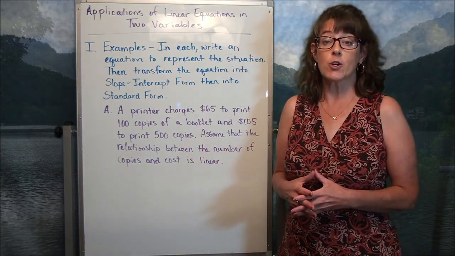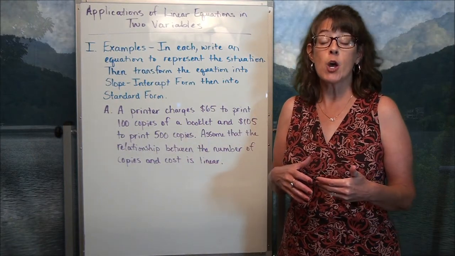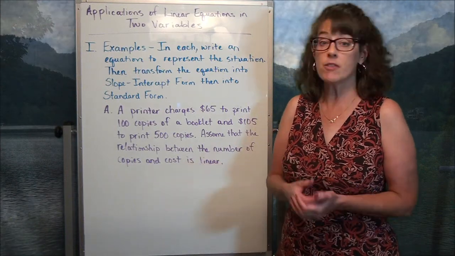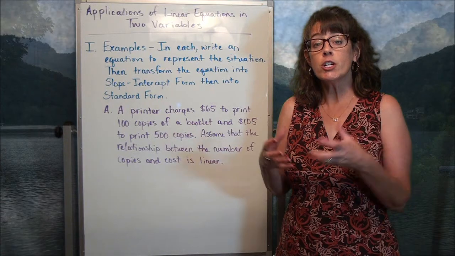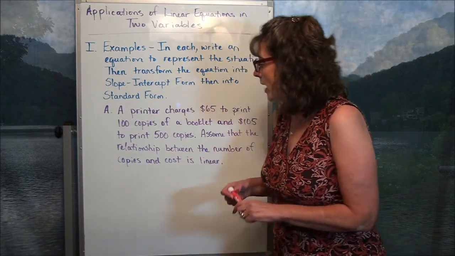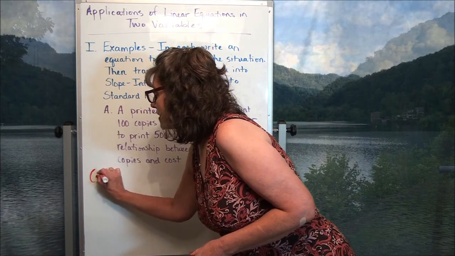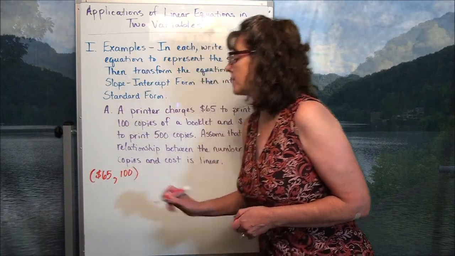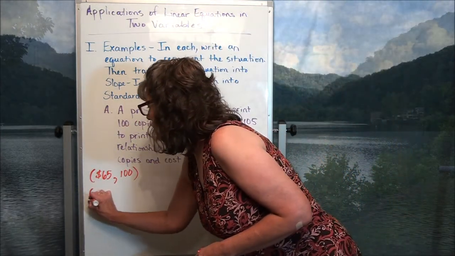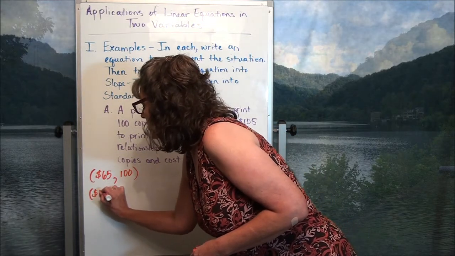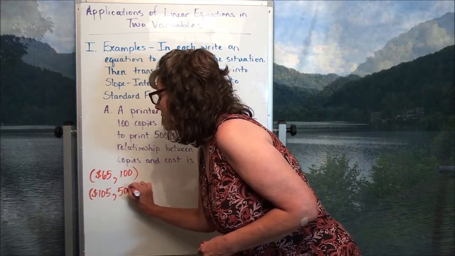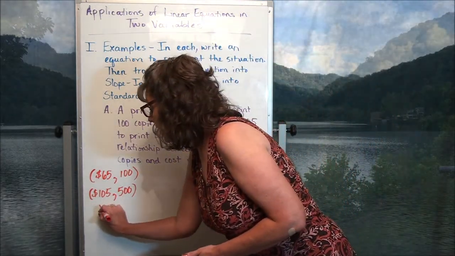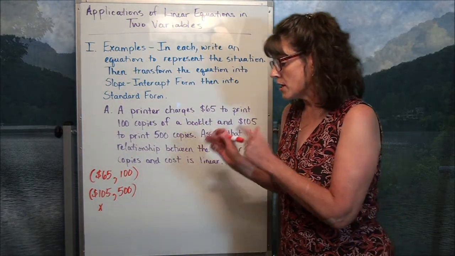So what I have here is a couple of variables that are happening. One of those variables is the cost. The other variable is going to be the number of copies that are printed. So I can look at this relationship and say, okay, if it's going to cost me $65, then I can get 100 copies of the booklet. And by the same token, if it's going to cost me $105, then I can get 500 copies of the booklet.